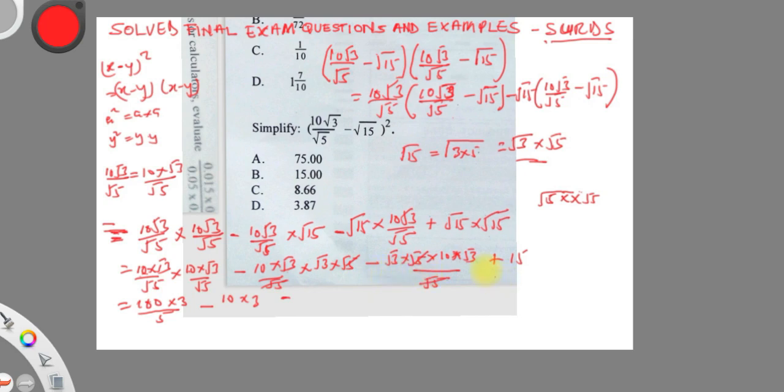The square root of 3 times the square root of 3 times 10. The square root of 3 times the square root of 3, we get what? The square root of 9, which is 3. So here it means that we get 3 times 10. Okay. And then this is plus what? Plus 15. We have the plus 15. Okay. Fine.